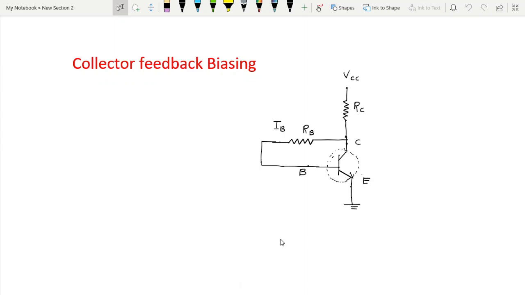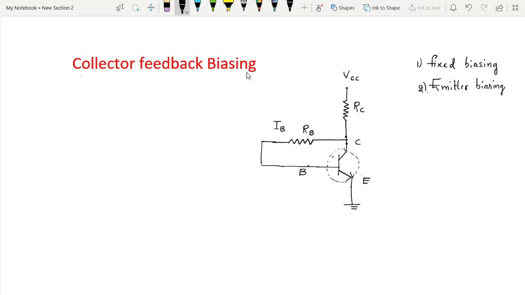Hello students, in this class we will discuss collector feedback biasing. In the last sessions we already discussed fixed biasing, and the second one is emitter biasing. These two are completed already. So the next biasing is collector feedback biasing.